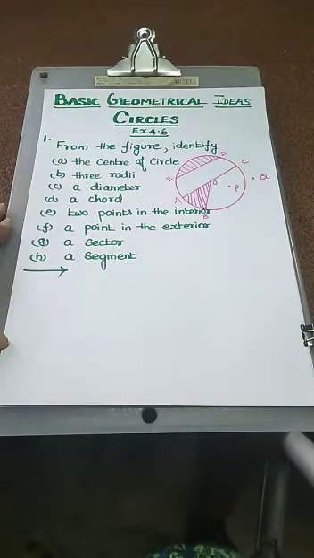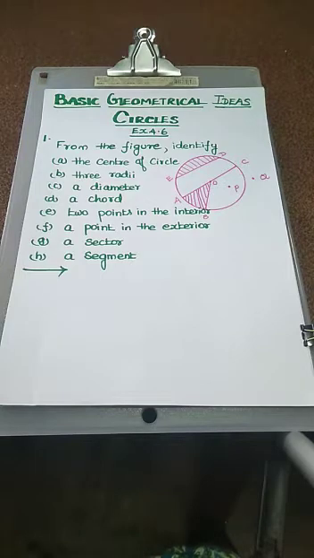Hello students, welcome to the session on basic geometrical ideas. Today we are going to discuss circles. The first problem in exercise 4.6: from the figure, identify the center of the circle, 3 radii, a diameter, a chord, 2 points in the interior, a point in the exterior and a sector. Next one is a segment. These are all we are going to discuss.